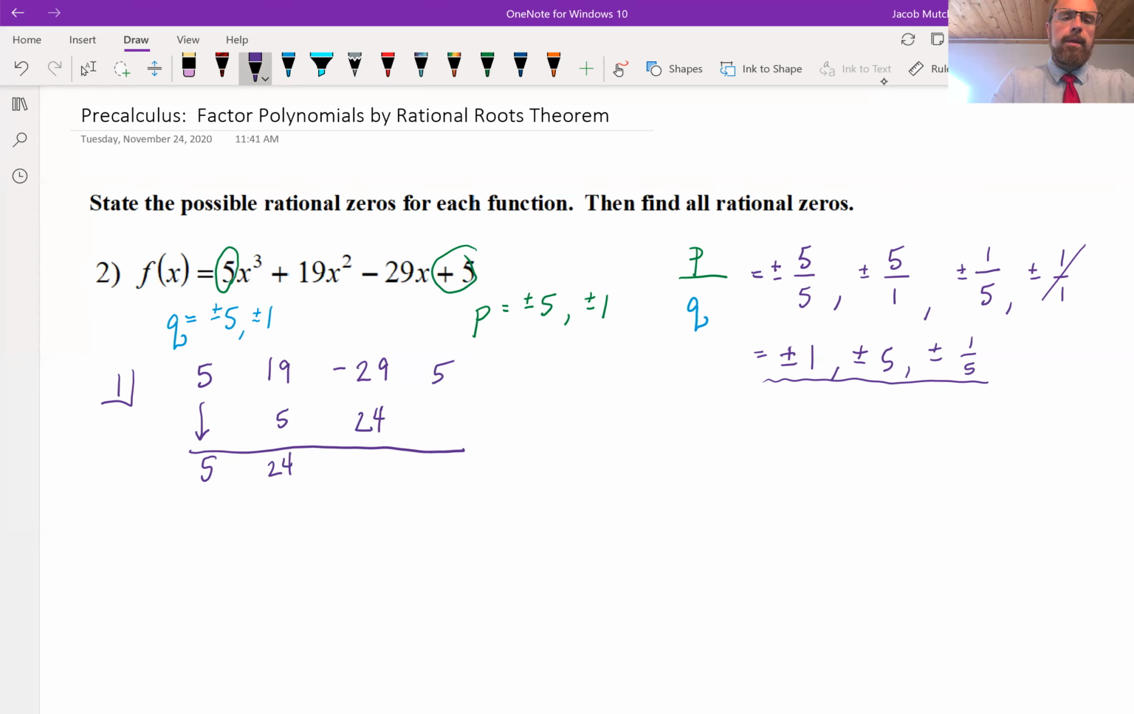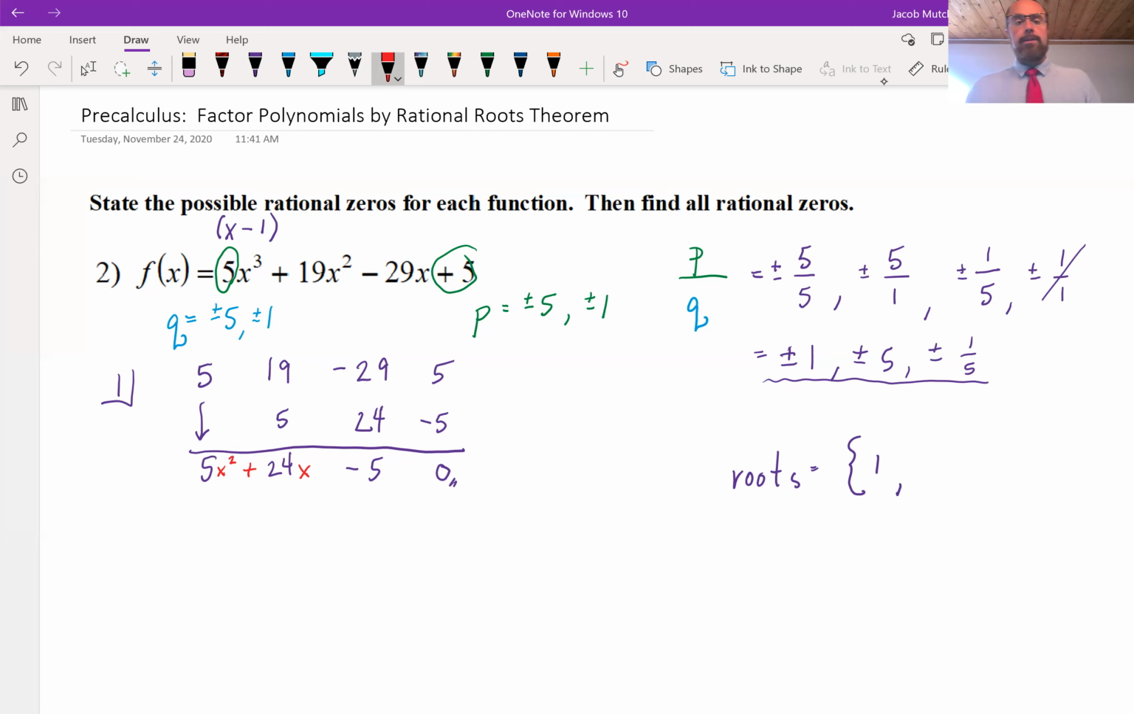Now, once I have it down to a quadratic, if I were to reassign variables and powers, it would now be 5x squared plus 24x minus 5. At that point, I've got some options. I can either try to factor this just using traditional factoring methods for a quadratic, or I can run the division again. But since we've reached the quadratic, let's attempt to factor it.